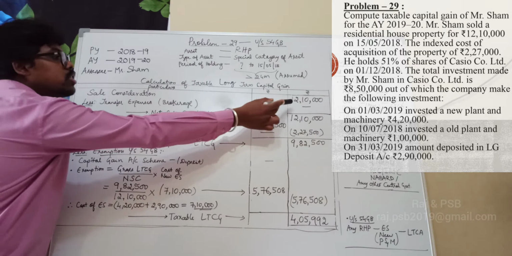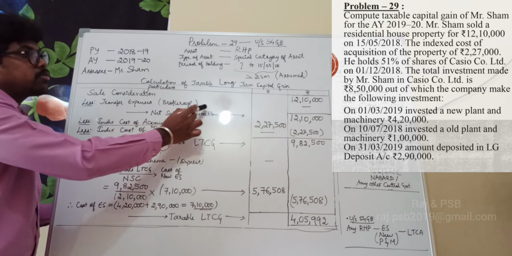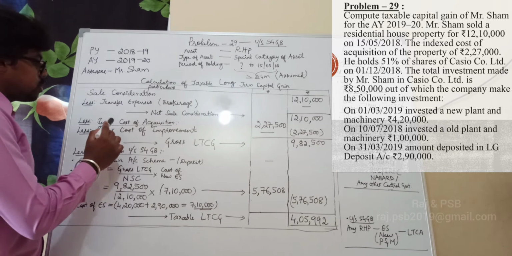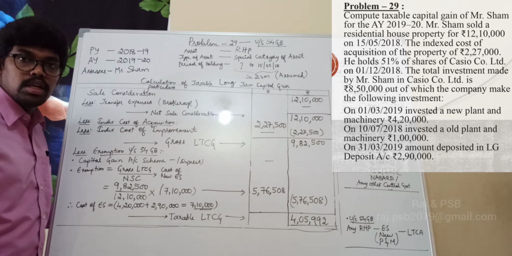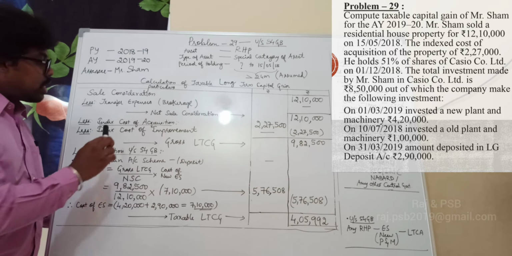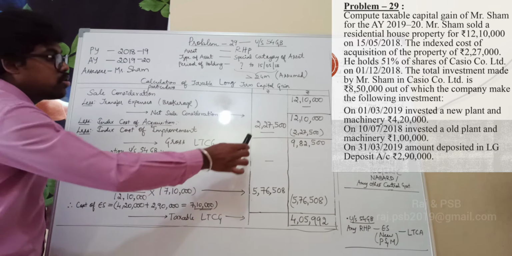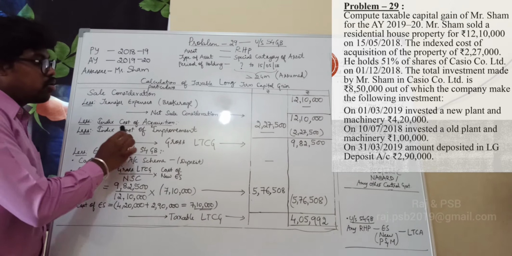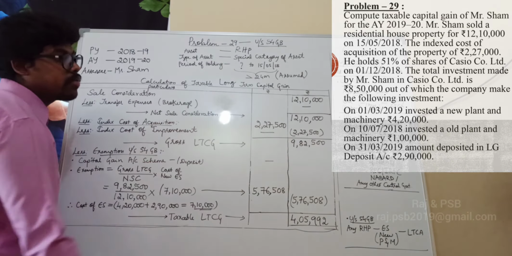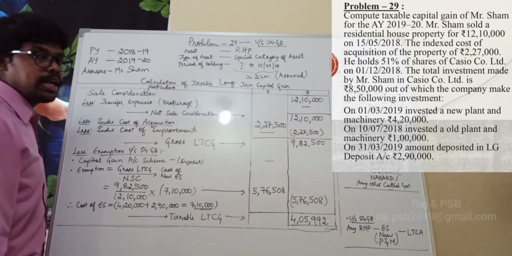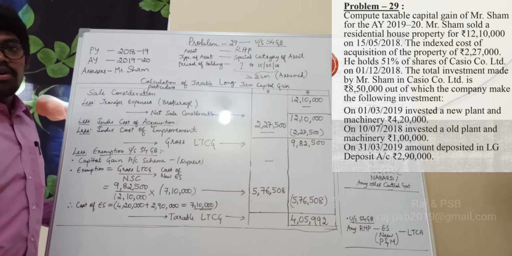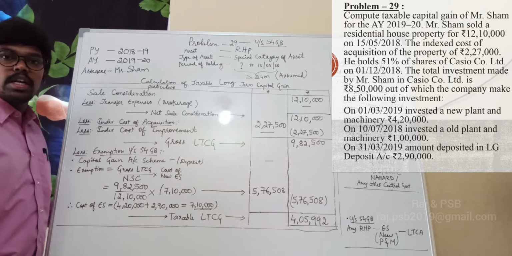So sale consideration is 12,10,000 and there is no transfer expense, so nil. Net sale consideration will be the same 12,10,000, less indexed cost of acquisition. Here the purchase date is not given, and the indexed cost of acquisition is given directly: 2,27,500, and no improvement cost, so indexed cost of improvement is nil. So the total is 2,27,500, which is deducted from net sale consideration, and the gross long term capital gain will be 9,82,500, less exemption under section 54B.